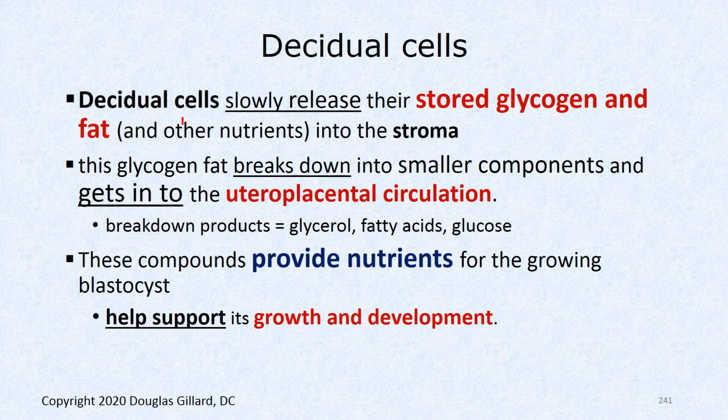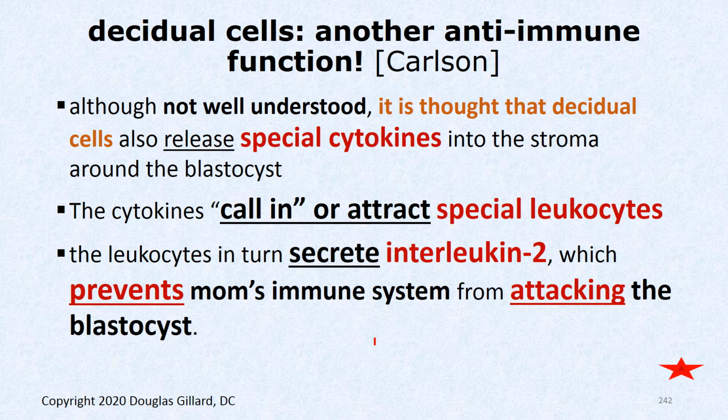So these decidual cells give it fat, and think of it as a liver and fat. And those are released into the environment around the embryo, and they're broken down into their components. Of course, fat is broken down into glycerol and fatty acids. Glycogen is broken down into glucose, and that diffuses into the embryo and helps nourish it as it's going along. So it provides nutrients, helps support growth and development. So that's an important little reaction here.